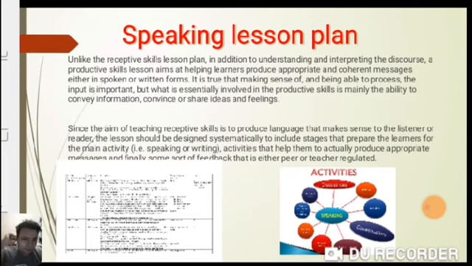Before asking the learners to produce the language, as I said before, we should break down all mistakes. Also, when difficulties arise, learners have to be able to use specific communication strategies. Since the aim of teaching speaking is to produce language that makes sense to readers and listeners, the lesson should be designed systematically to include stages that prepare the learners for the main activity, speaking in this case. Activities help them actually produce appropriate messages, and finally some sort of appropriate feedback, either peer or teacher regulated.